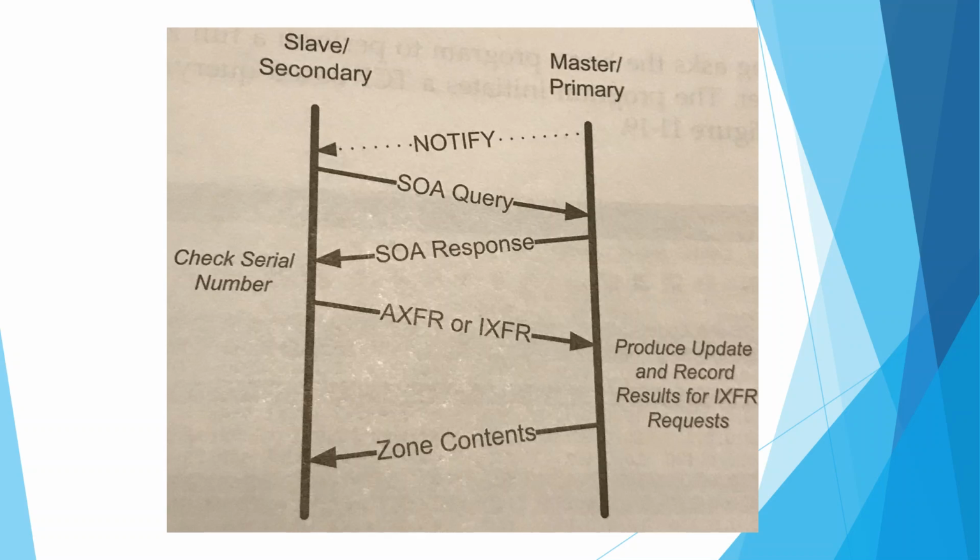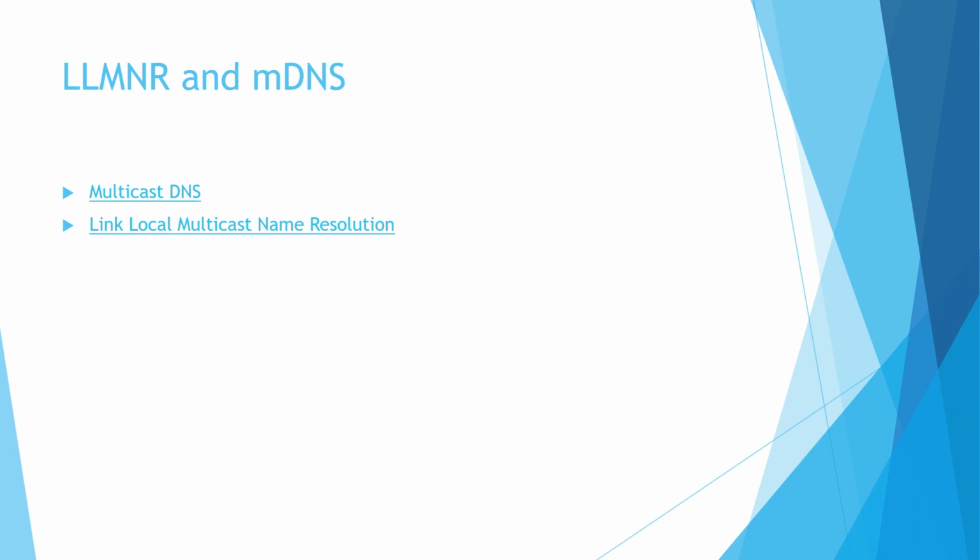So then after that, it is going to perform either the full zone transfer or the incremental zone transfer, depending on how it's set up in the start of authority. And then the primary is going to produce the update and record results for the incremental transfer, or it's going to reply with the entirety of the zone contents if it's doing a full transfer. So that's the back and forth for how it's going to complete that zone transfer request.